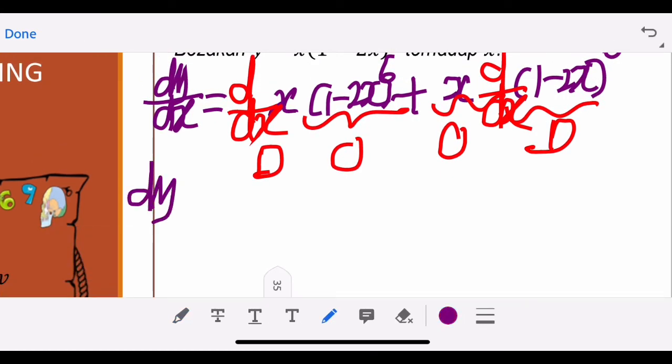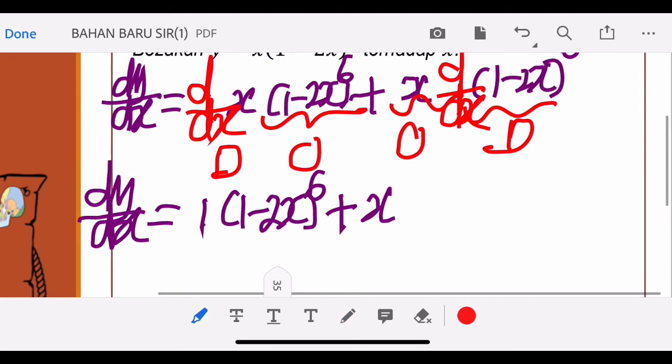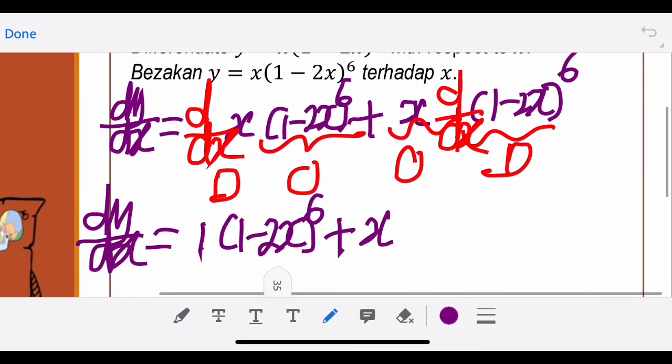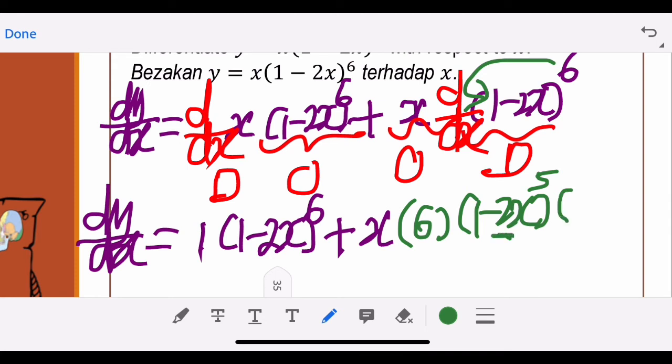Alright, so dy/dx is equal to, okay, you differentiate x, you get 1. This thing you just copy, right? And then you plus. This one you don't differentiate, so you just copy. Then you differentiate this one using chain rule. See, we always use a chain rule. That means chain rule is very important. Bring down the 6, right? Copy the rectangle bracket, right? Power reduced by 1. Then don't forget, differentiate the bracket, negative 2.